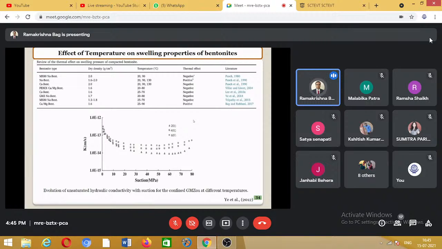Now these are some results showing, for different densities and different types of bentonites at different temperatures, what happens with the thermal effect, and how the hydraulic conductivity varies. Also here suction is shown. Suction is nothing but, you can say, the negative pore water pressure, because bentonite is a highly expansive clay with a lot of negative charge. It can attract a lot of water. Even if you leave it at normal room temperature, it attracts moisture from the surrounding area, and you will find some amount of water there. So these are some typical results of how these properties change.